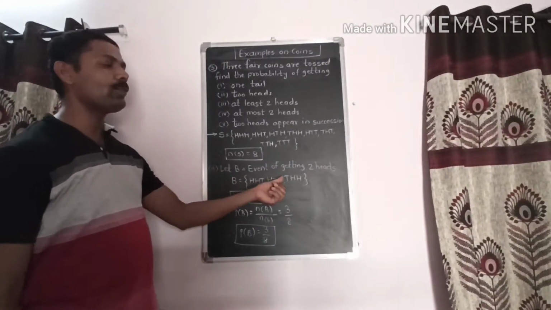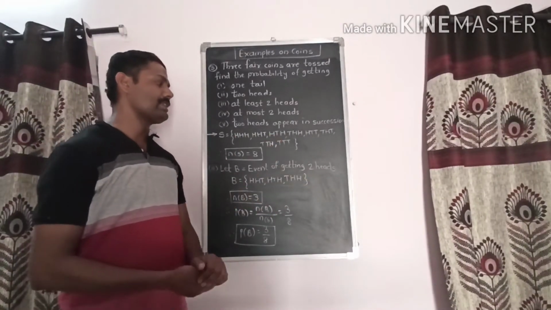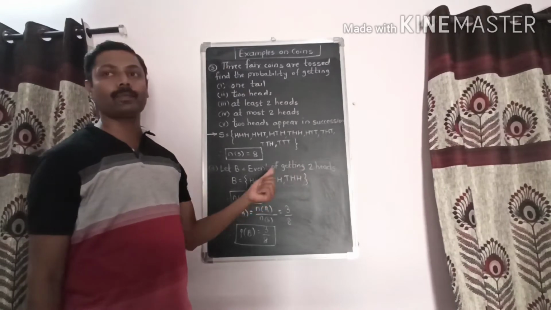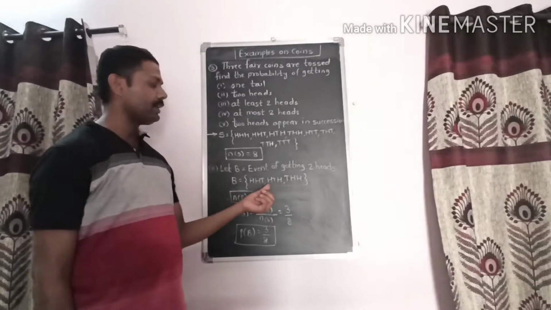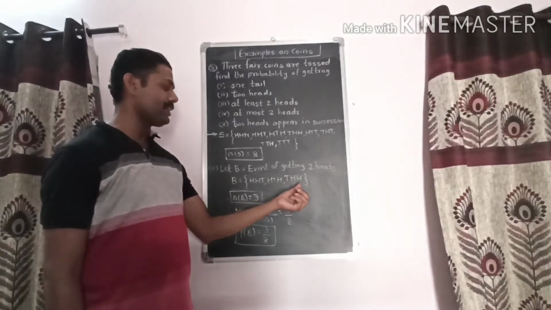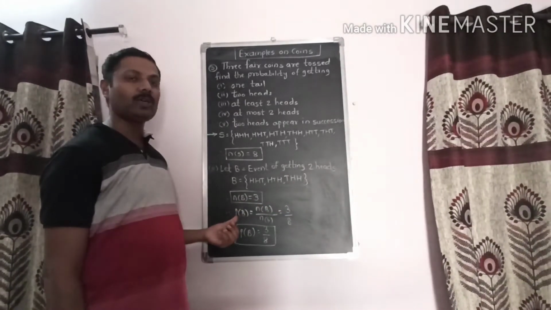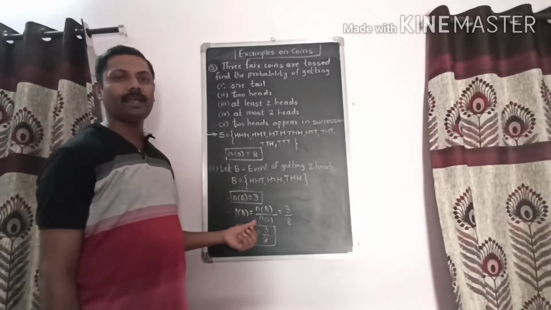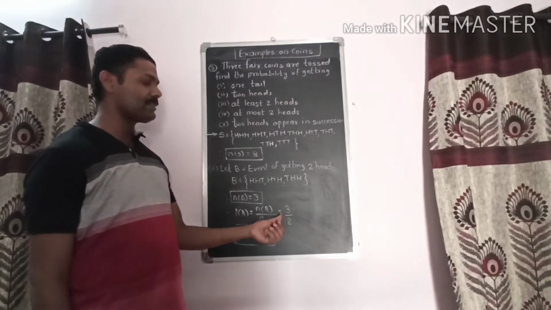Let B be the event of getting two heads. So we have to select the sample points where only two heads are present. So B is equal to HHT, HTH, THH. n of B is 3. Now P of B is n of B divided by n of S. n of B is 3, n of S is 8. So the answer is 3 upon 8.